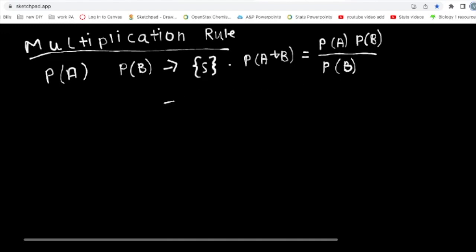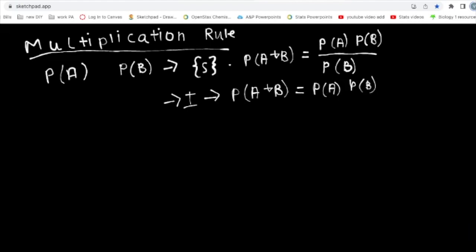If you're given that the events are independent, then the probability of A and B, you can just multiply probability of A times the probability of B. So this is defined by the multiplication rule.